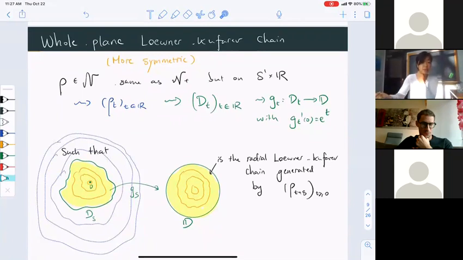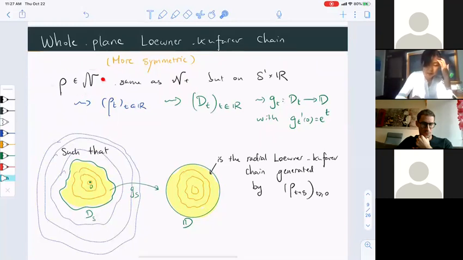And for the whole plane chain, it will give you a family of simply connected domains that is very large at the beginning. So it's actually coming from infinity and shrinks towards zero. And it is not much different than the radial one. You can view it this way.